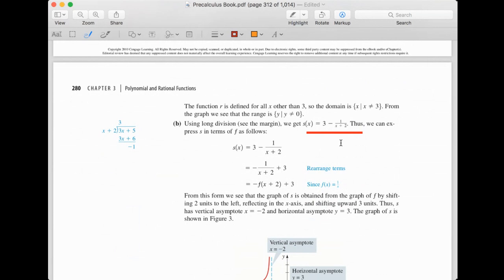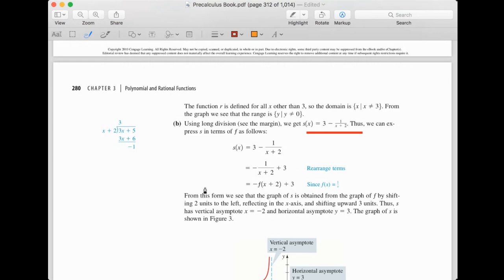Now, negative 1 over x plus 2 we can think of as a transformation of f of x, where f of x is 1 over x. So this is a negative f, and the input is x plus 2, because f of x plus 2 is 1 over x plus 2. Then put a negative sign, and that becomes negative 1 over x plus 2. Then we add 3. Now we know the graph of this, so now we can graph this.